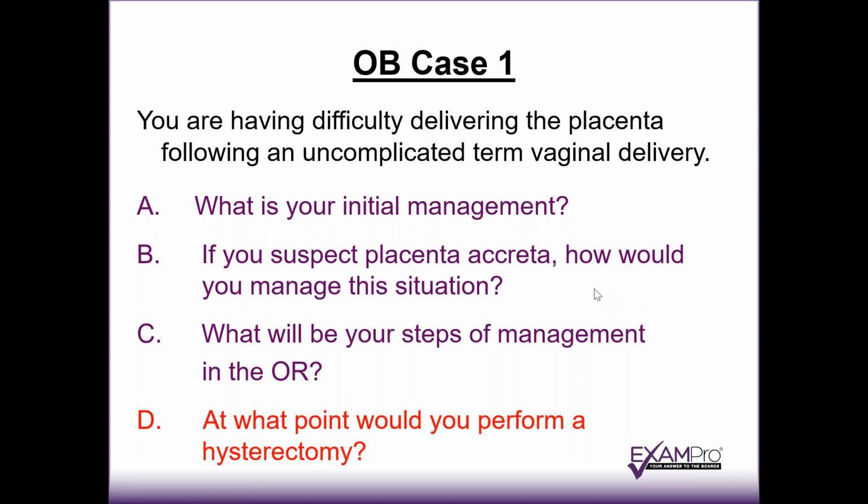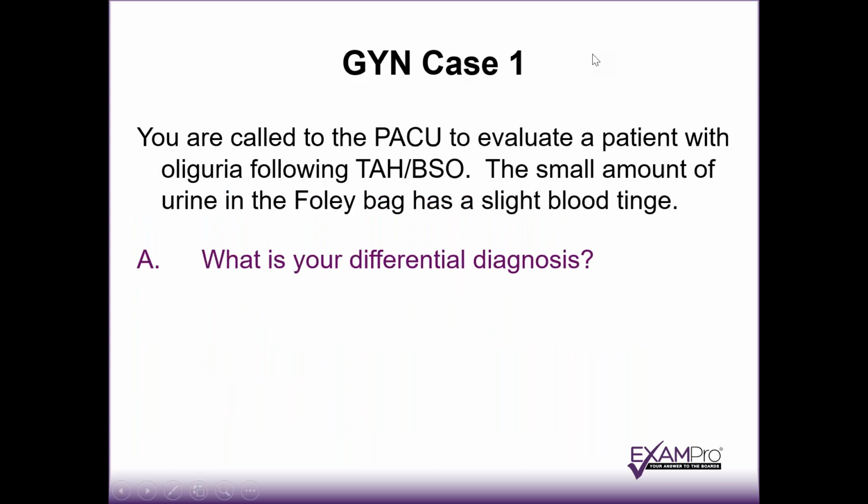Thank you. Ebony, do you want to stay around and start our next case, and then maybe we'll pull one of our other candidates in to work with you? Sure. Okay, this is going to be a GYN case. You are called to the PACU to evaluate a patient with oliguria following a TAH-BSO. Now, in these cases, the route of approach to hysterectomy is always important. The small amount of urine in the Foley bag has a slight blood tinge. Part A, what's our differential diagnosis here?